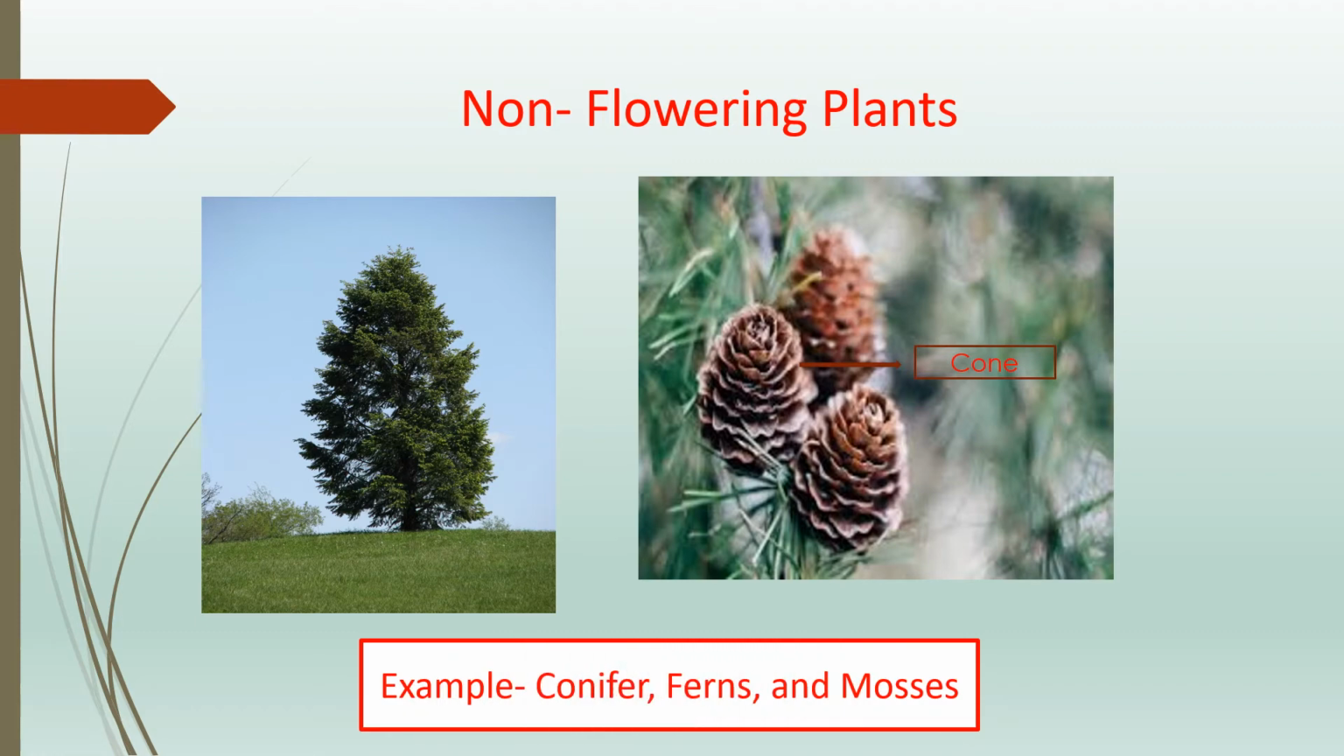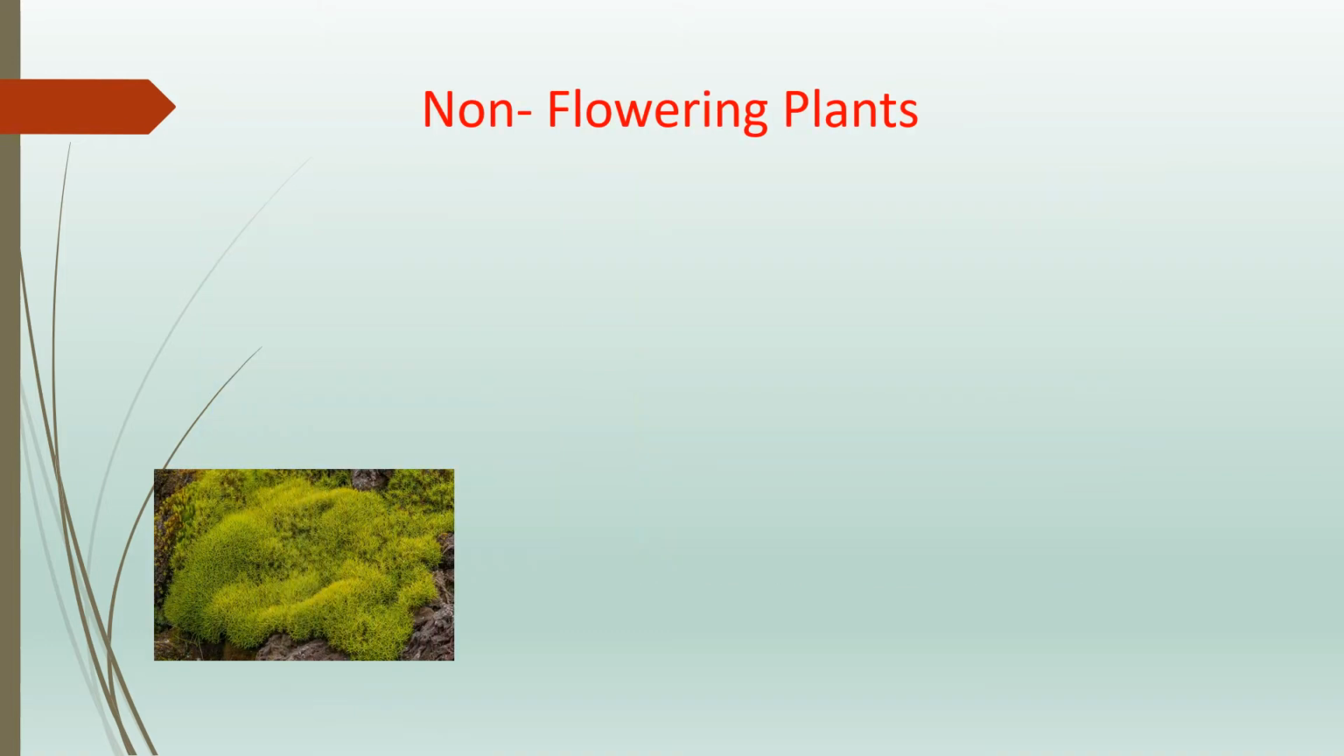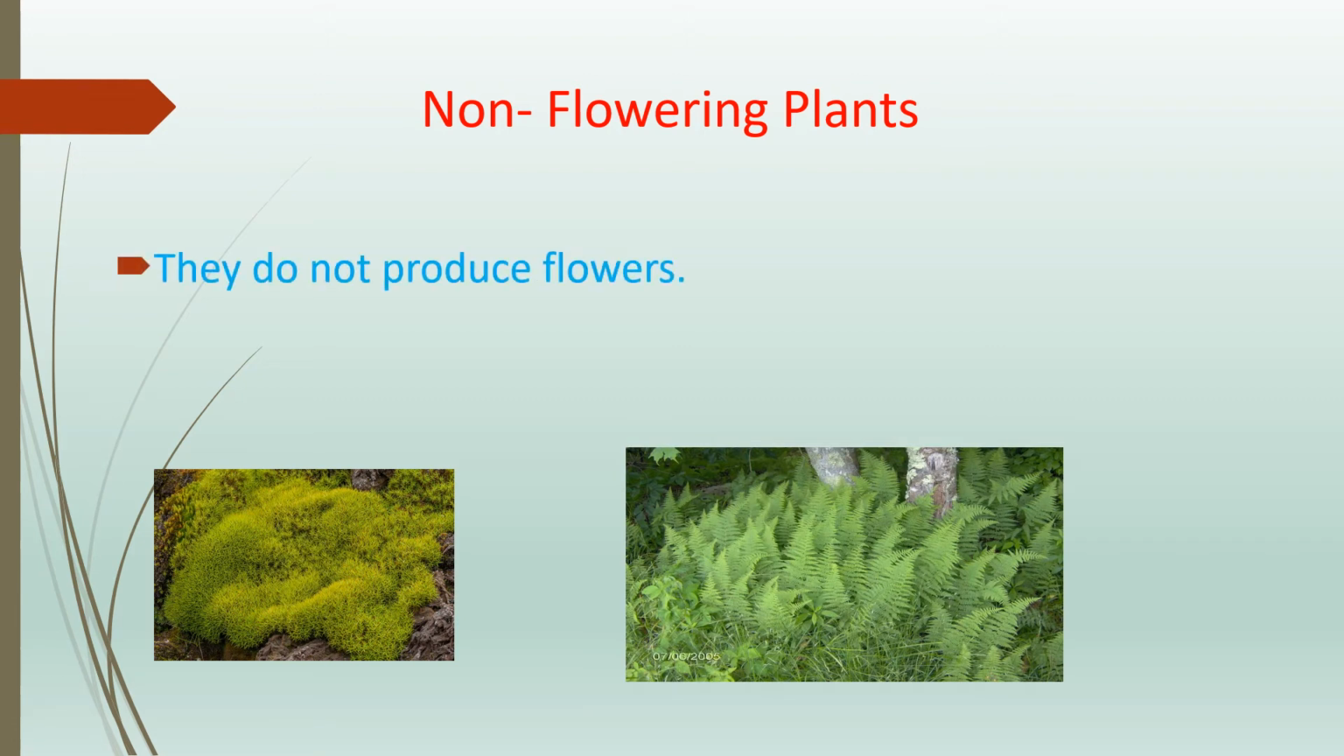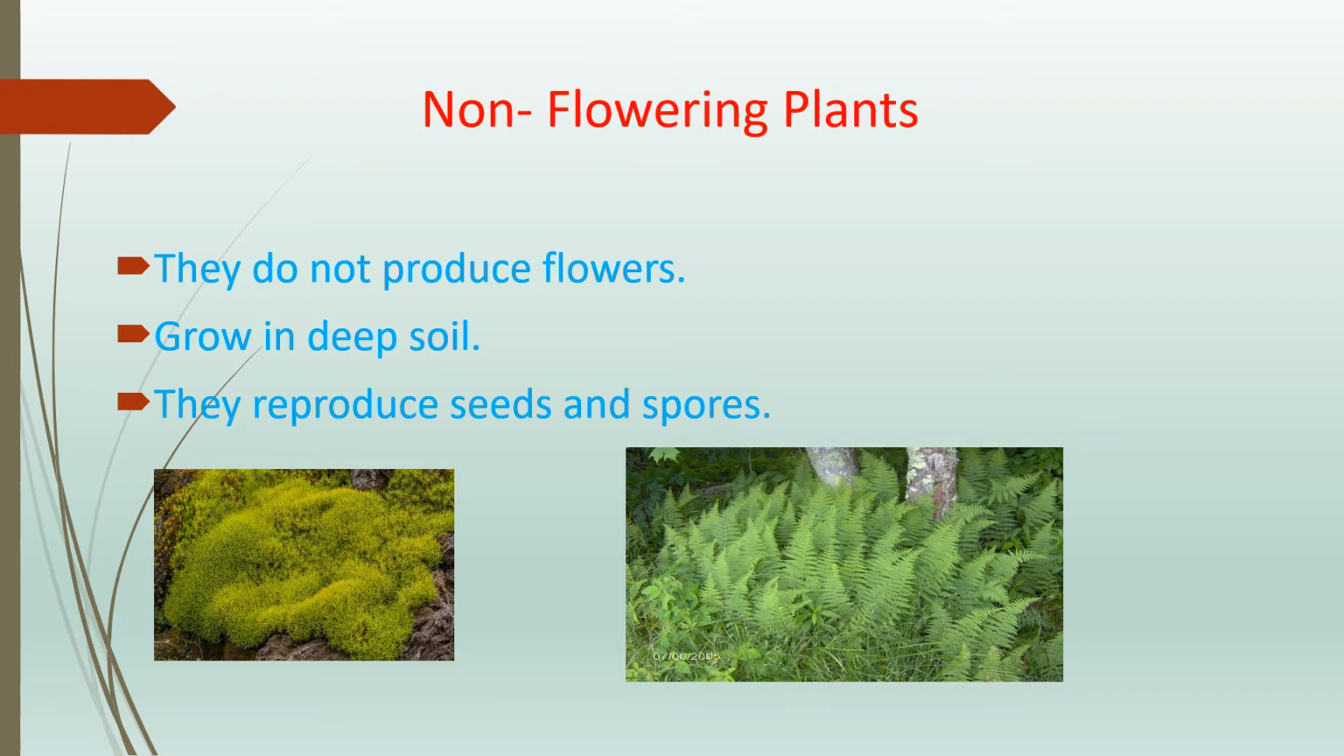Now let us discuss non-flowering plants, their groups and how they reproduce. So the main feature of non-flowering plants is they do not produce flowers. They grow in damp soil. Damp soil means more water and moisture. And they reproduce by seeds and spores.